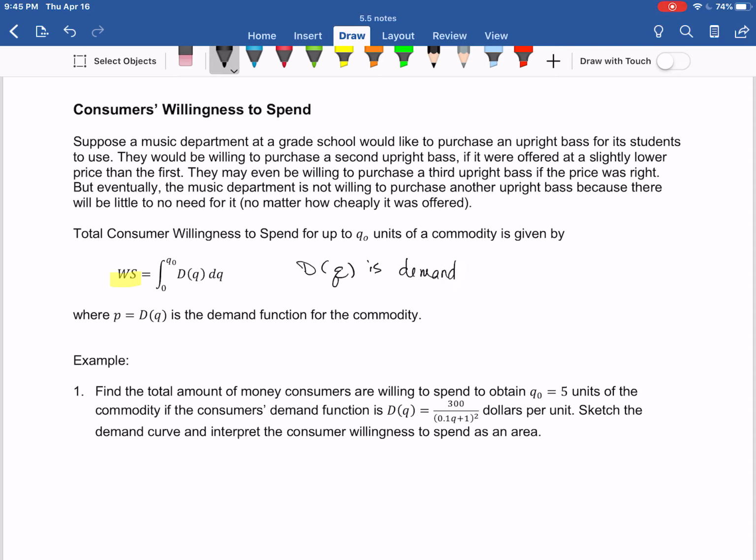And so this is equivalent to a price, okay? So if your demand is Q units, you can calculate the price to charge to meet that demand, all right? Oh, that's written right below. And so this is the demand function for your commodity.